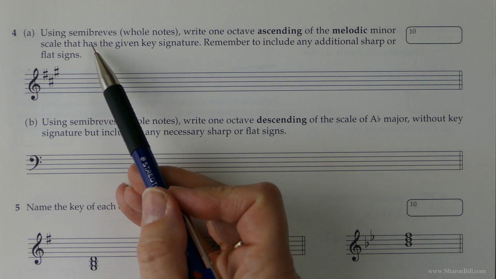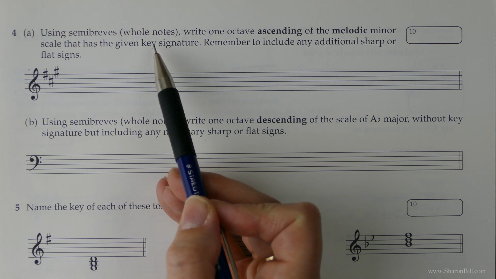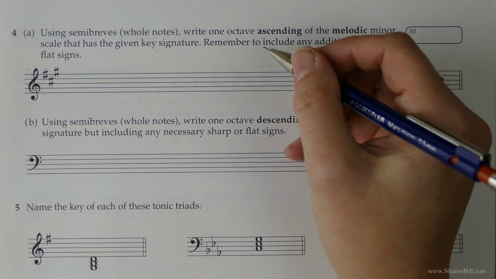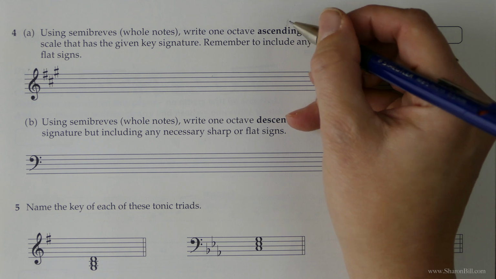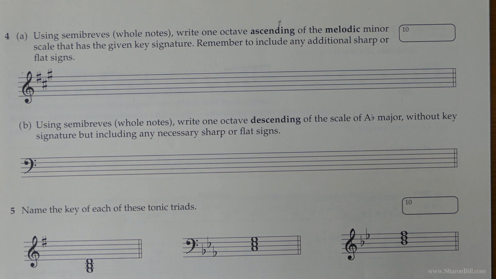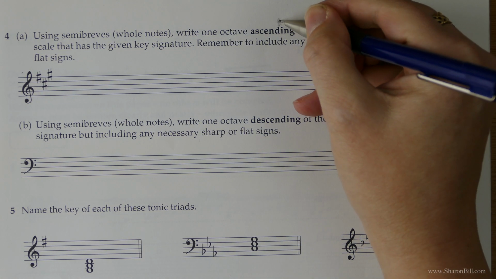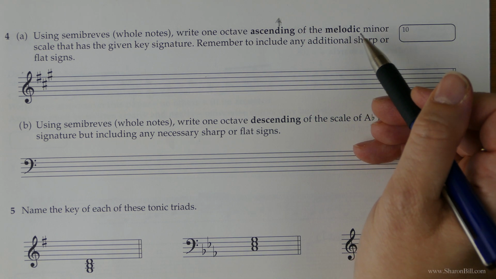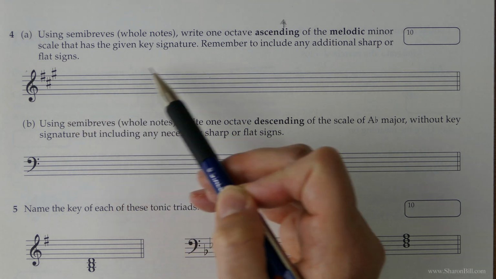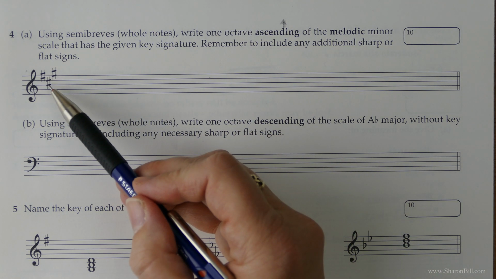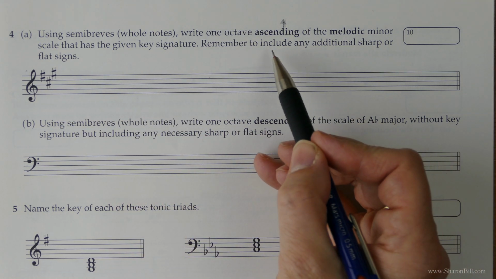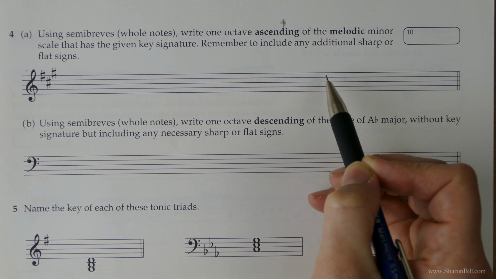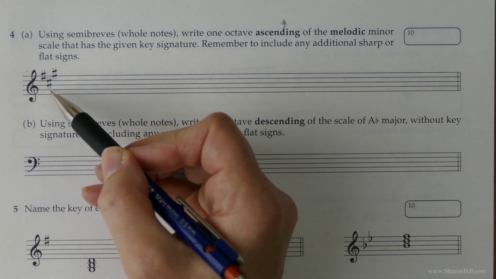Using semibreves or whole notes, so we don't have to worry about stems, we're going to write 1 octave ascending, so we need to be going upwards. Oh, I think my pencil's on its way out. There we go. Of the melodic minor that has this key signature. So we need to make sure we follow what this key signature is, but then we may need to add additional sharps or flat signs. In fact, we will have to do that. Now this is the key signature.